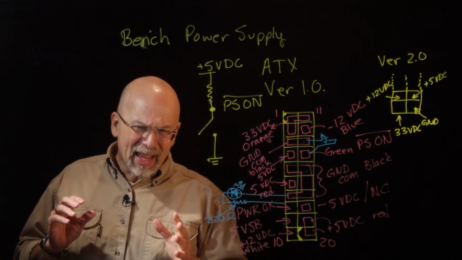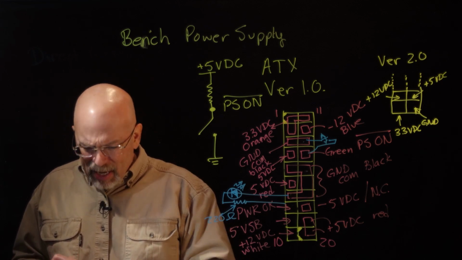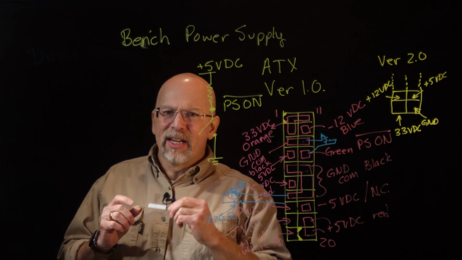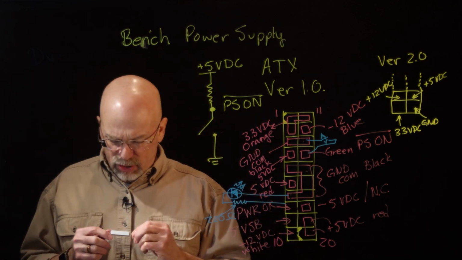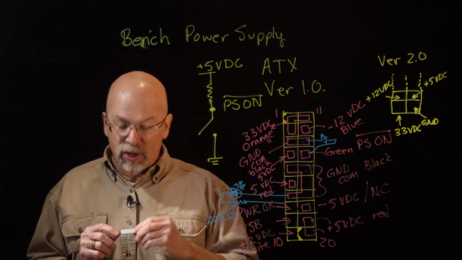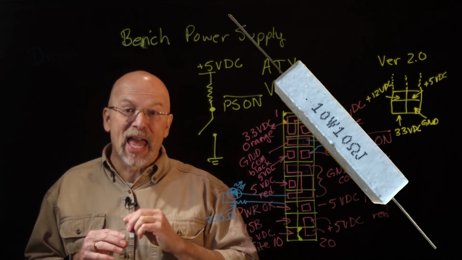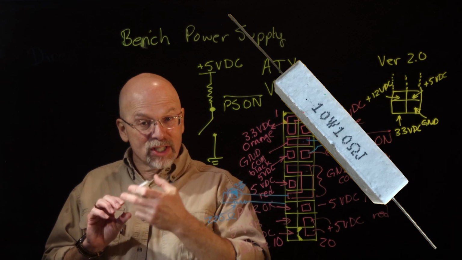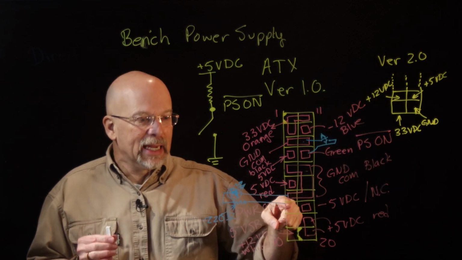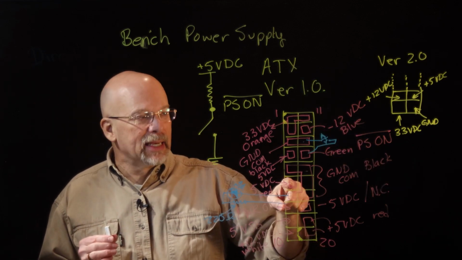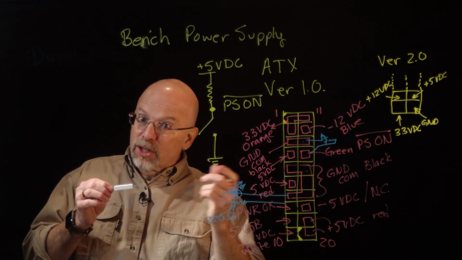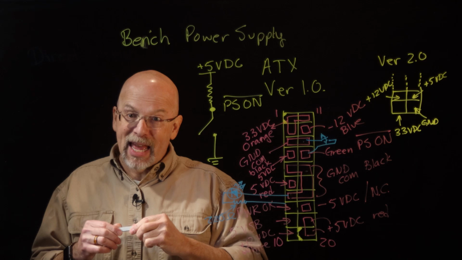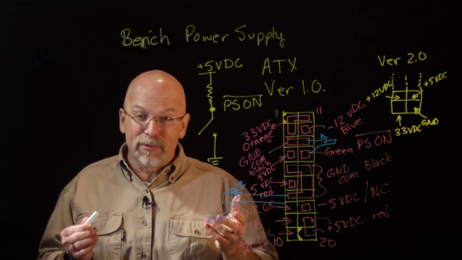Well, that floppy disk is a little cumbersome, so there are actually easier ways to do that. This right here is a 10-watt resistor. This 10-watt resistor has a resistance of 10 ohms. So that means that if I connect this resistor between any 5-volt pin and ground, it's going to allow current to flow. So 5 volts divided by 10 ohms, it's going to let half an amp flow.